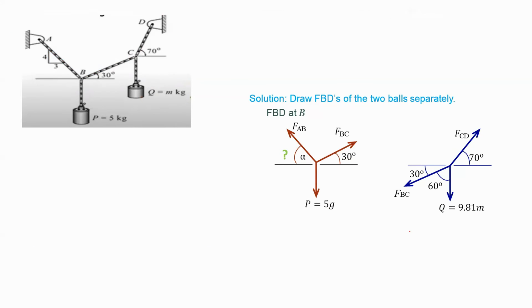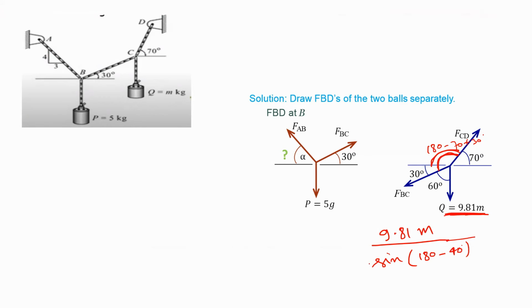Now you can apply Lami's theorem, and Lami's theorem will give you this formula, that is 9.821 M. If you consider this force, then in the denominator you will get sine of this angle. Okay, this angle. So what is this angle? This angle will be 180 minus 70 plus 30°, that means you will get 180 minus 40°.